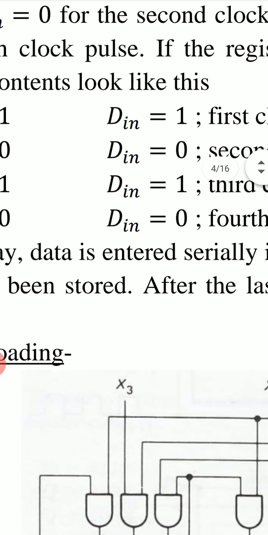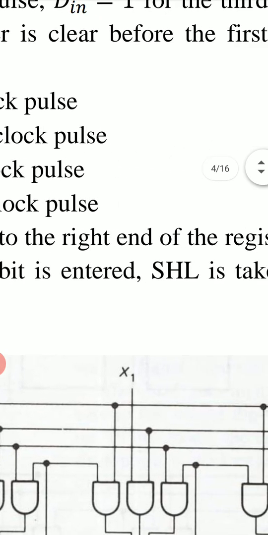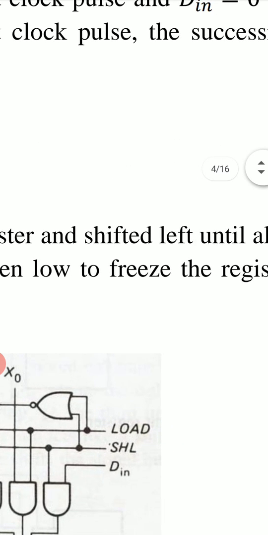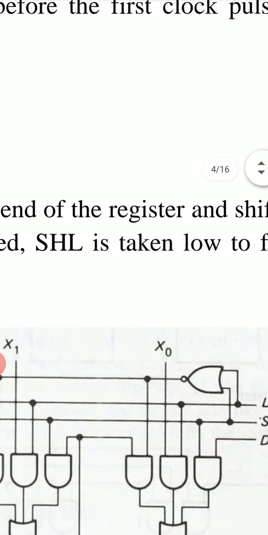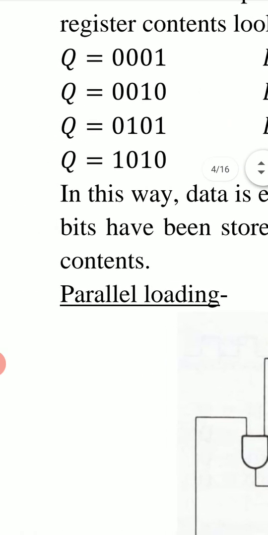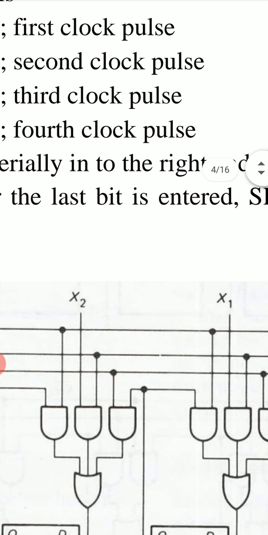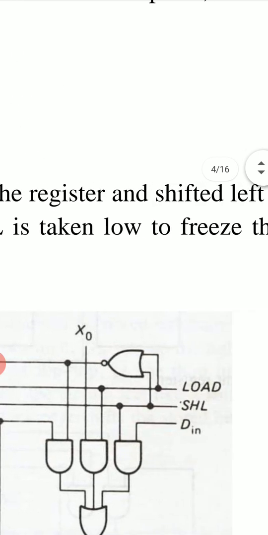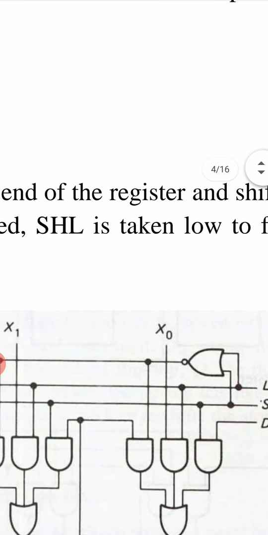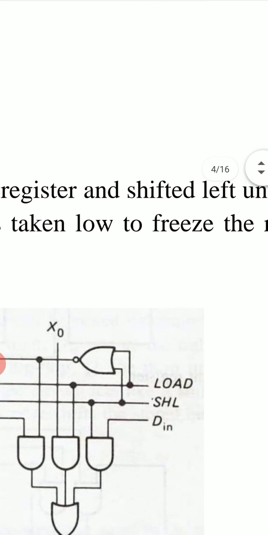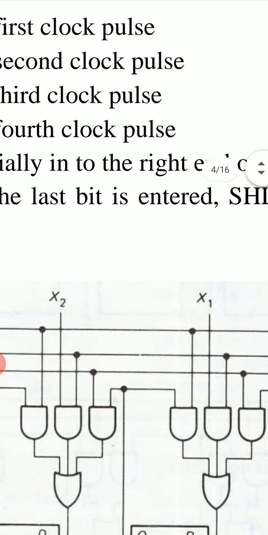In this way, data is entered serially into the right end of the register and shifted left until all 4 bits have been stored. After the last bit is entered, SHL, which is the control signal, is taken low to freeze the register.